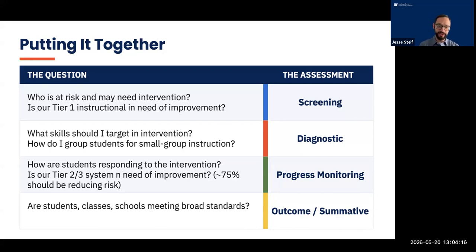Diagnostic data tells us what skills to target in intervention and how to group and regroup students for small group instruction. Progress monitoring data, both in terms of our general outcome measures and our mastery measures, tell us how students are responding to intervention that we're providing over time, our temperature checks, and it also tells us from a systems perspective about the health of our intervention system, because about 75% of students should be reliably getting better, being accelerated in their literacy outcomes in response to intensive intervention.